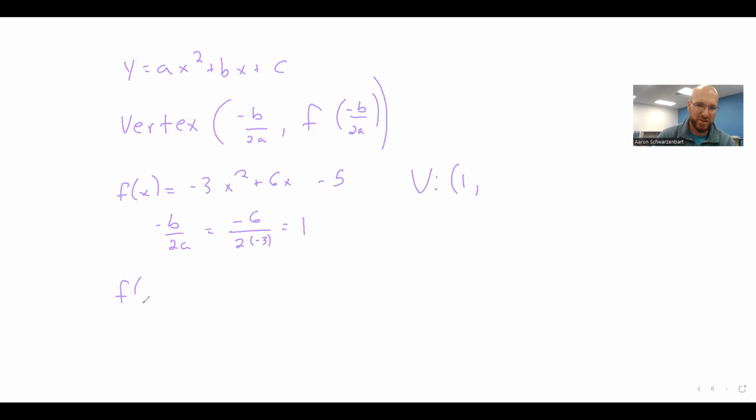To get the y coordinate, I plug that value in. So I'm doing f of 1. Plug it in for x, calculate. Anytime I need to get a y coordinate, I can just plug in my x coordinate. 1 squared is 1. -3 plus 6 minus 5 is -2. And here's my vertex, 1, -2.